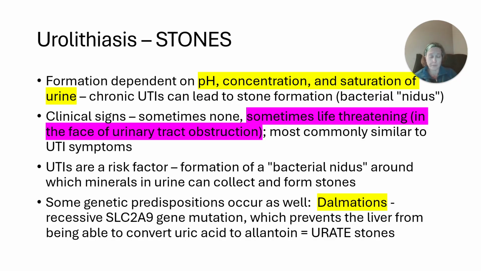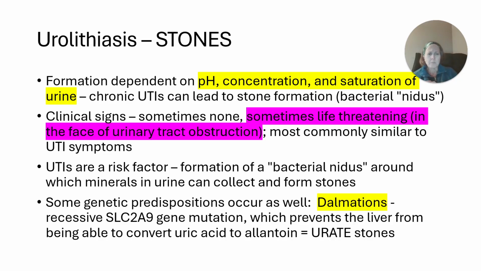And we do often have stones. Stone formation is dependent on pH of the urine, concentration of the urine, and saturation of the urine with minerals, essentially. Chronic UTIs often can lead to stone formation. Now, clinical signs associated with bladder stones or urinary tract stones, sometimes they're not there. Sometimes the animals have them forever and rarely are symptomatic, but sometimes they can also become life-threatening if those stones block the urethra and we have a true urinary tract obstruction.